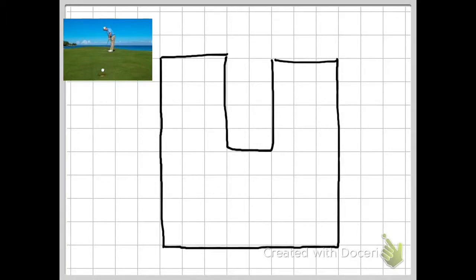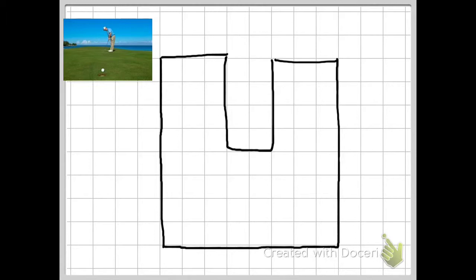Mr. Fox loves to golf, and he wants to cover his miniature golf course hole with artificial grass. That means fake grass. So, how many 1-foot squares of carpet will Mr. Fox need to cover the miniature golf hole?